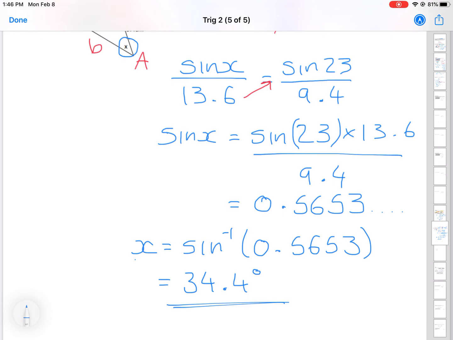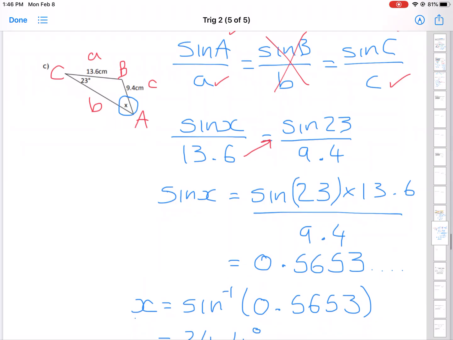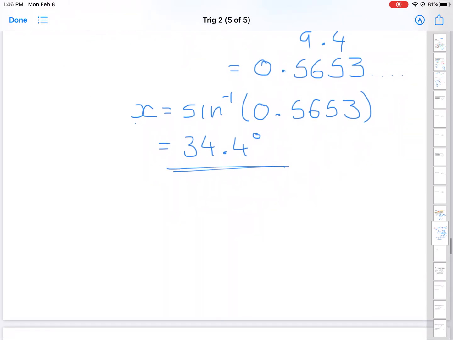Now remember, we do need to check that that makes sense within the question. So if we scroll back up, our angle there, where x is situated, is an acute angle, so it would make sense that that would be 34.4. If it was an obtuse angle, remember we would then have to do our CAST diagram to find out the larger angle. It's acute, which means 34.4 is reasonable.